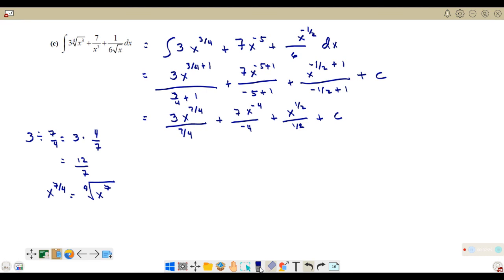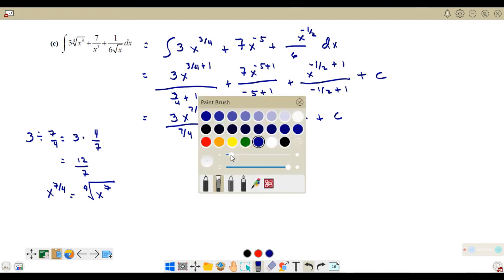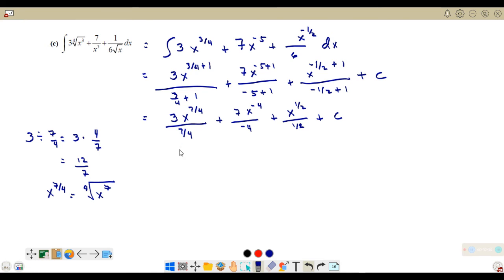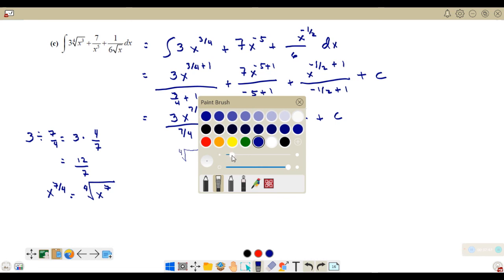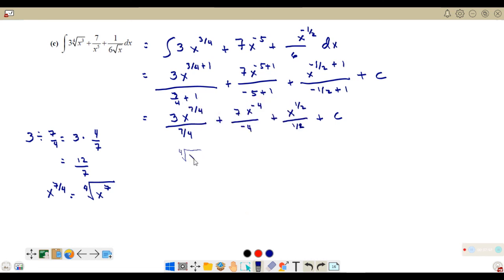Parang ang hirap niya isulat pagka maliit yung pen. Sana mag-work siya this way. Fourth root of x raised to 7. And this is 12 over 7. Yan. Mas malinaw-linaw, no? Burahin ko na to. Pwede nyo naman itong balikan anytime.